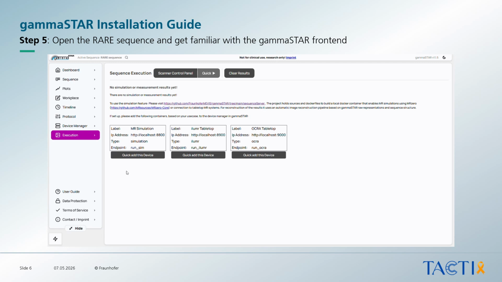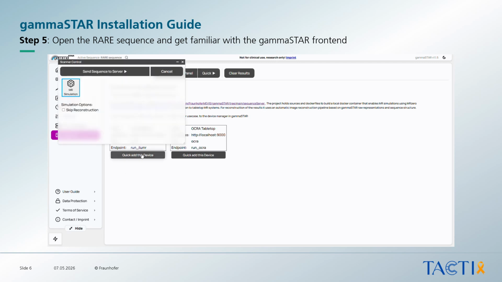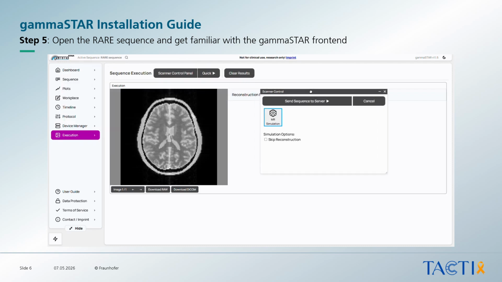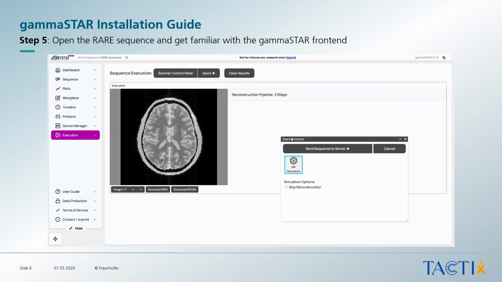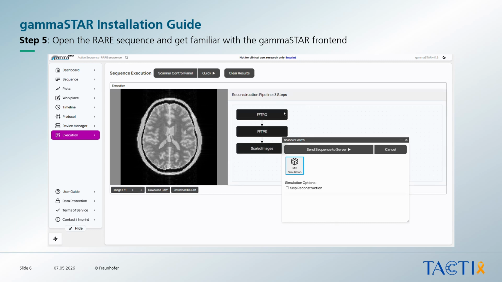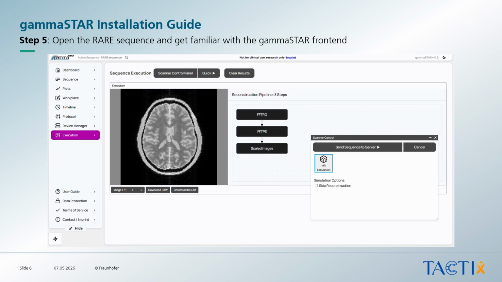From the Execution tab, you can quick add the simulation device and send the sequence to the reconstruction and simulation server. Afterwards, you will see the simulation and reconstruction result, and you can click on the reconstruction step pipeline to see which types of reconstruction steps were applied.